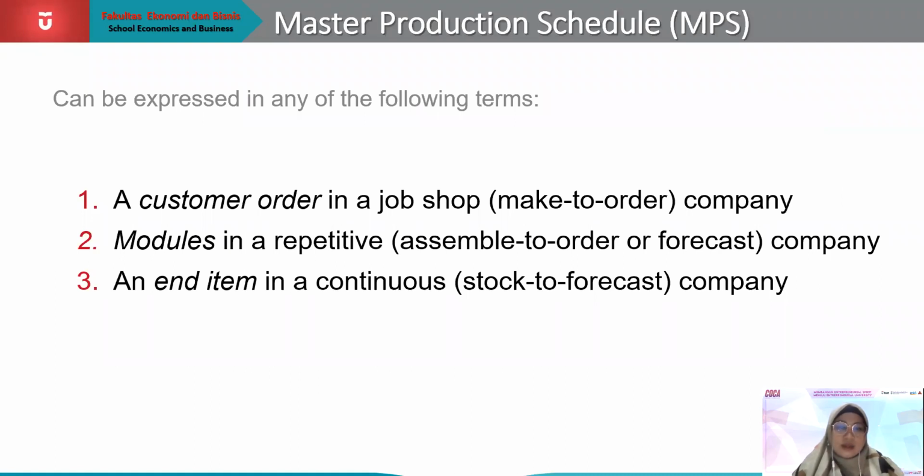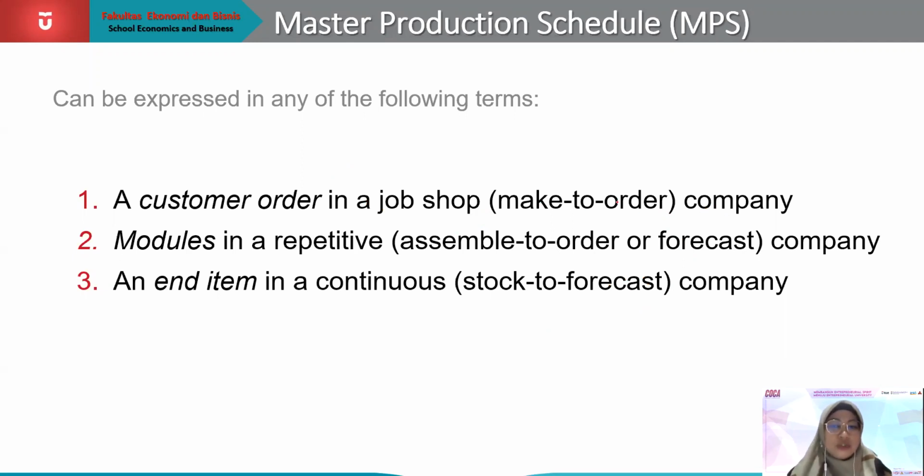When you're talking about the MPS, there are some techniques that can be used. The first one is make to order, the second one is assemble to order, and the third one is stock to forecast. The first technique, make to order: the company will start to produce the product when the customer order comes. When the customer order hasn't arrived yet, the company does nothing.